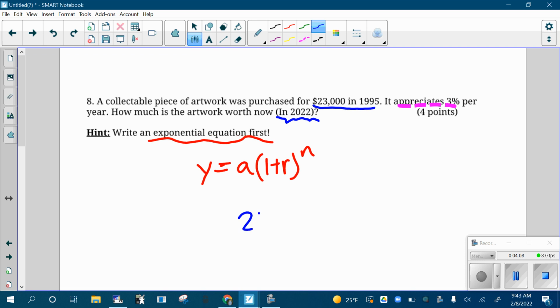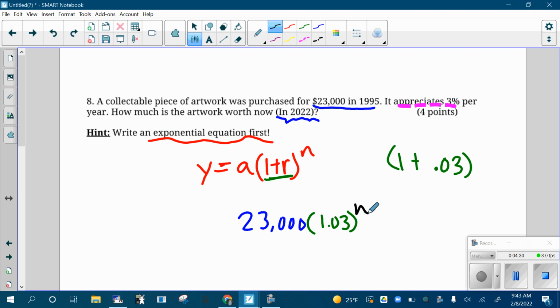How much does it start out being worth? 23,000. Be careful when you figure out this part. It's going up 3%. Take 3% and change it into a decimal, and then do 1 plus that. And that's going to tell me what goes in my parentheses. And then I'm going to leave it as n now, because I'm just writing the equation. Okay? Now I got my equation all ready to go. N is the number of years.